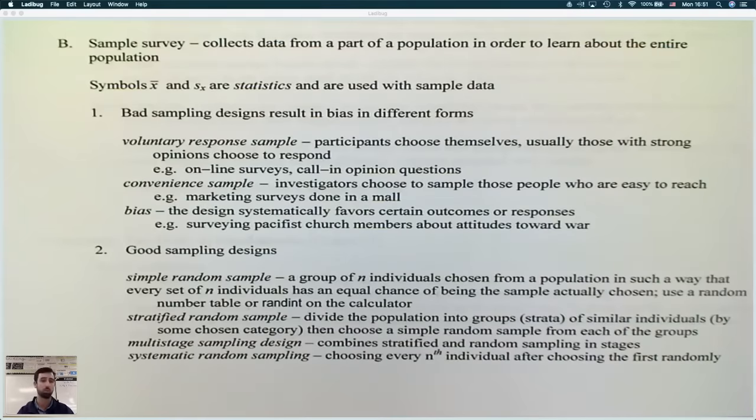There are a bunch of different ways to sample well. I'm going to go back to the PowerPoint because there are some great visuals there. Jerry did an awesome job with those.